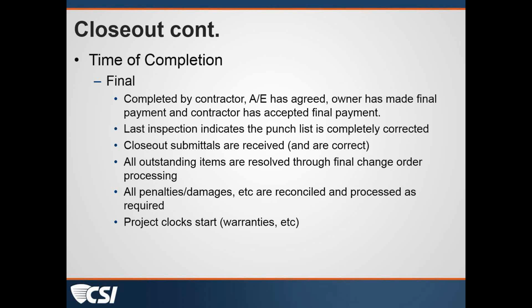The last inspection indicates the punch list is completely corrected. Closeout submittals have been received and they're correct. All outstanding items that have been involved on the project have been closed out. Final change order has been processed. There are no outstanding issues. If there were, they've been reconciled, whether there were penalties or damages. Anything that was out there hanging has been taken care of and appropriately processed.